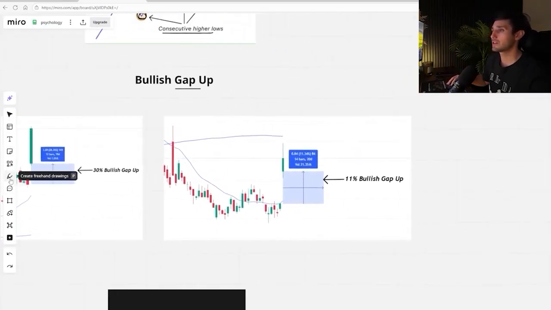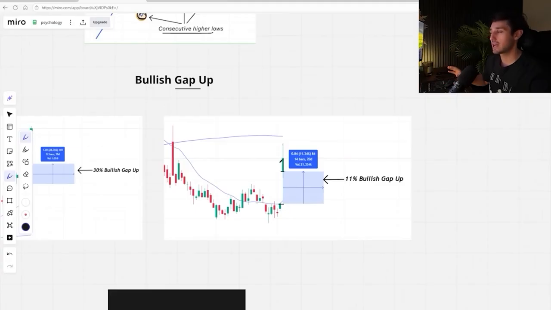Here's another example. This was on RUM just a couple of days ago. I will also show you this example later in the video, but it gapped from here the previous day and it opened right here, which was around an 11% gap up. This also had a retracement setup, a buy the dip opportunity on this day, but this gap up gave this stock a bullish bias. And my bias on this day was to go long.